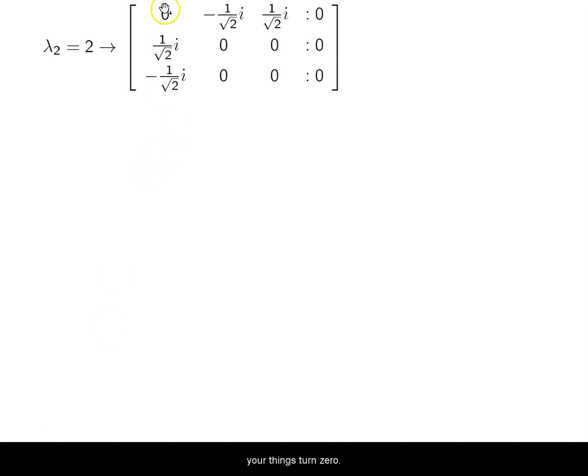Okay. Lambda 2 is easier. You plug in 2 in your diagonal, so all your things turn to 0. That means immediately one of these can disappear to 0. This one you can turn into 1 because you just divide it by itself. And then maybe swap these two rows so that you have one in the pivot position.